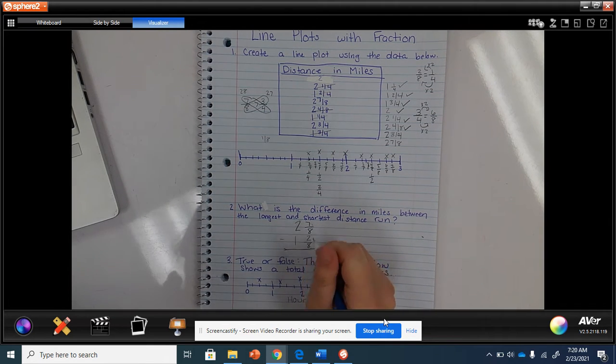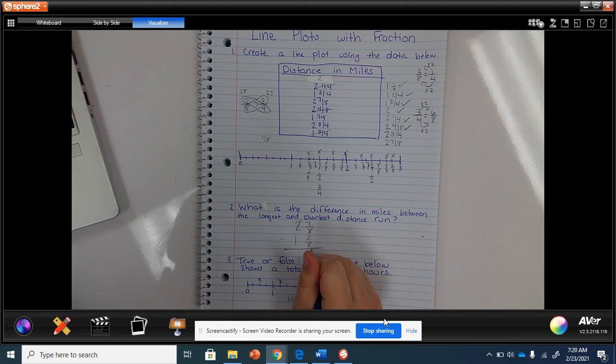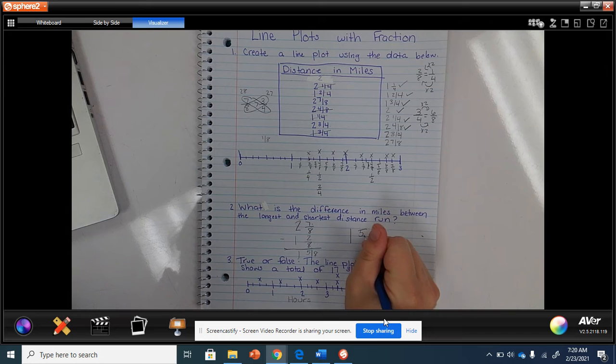So therefore, 7/8 minus 2/8 is 5/8, and 2 minus 1 is 1. So my answer is 1 5/8.